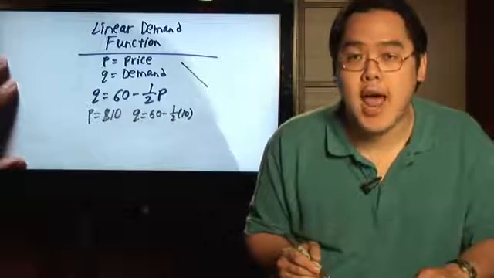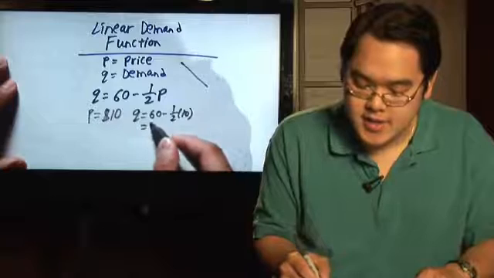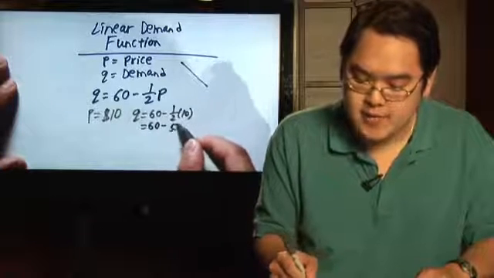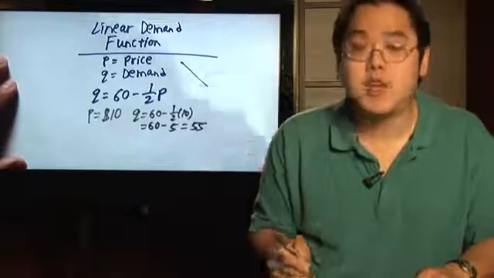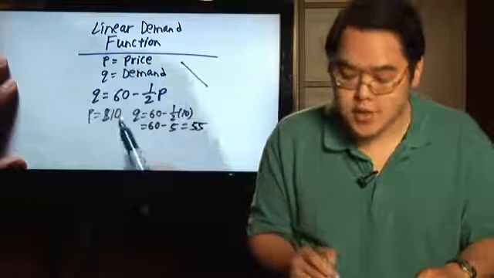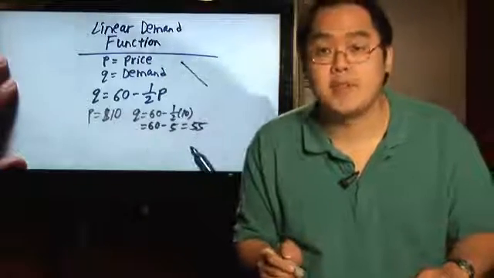Now, as you know, 1/2 of 10 is 5, so you have 60 minus 5, which is 55. So in this particular instance, when the price is $10, the demand will be 55 items.